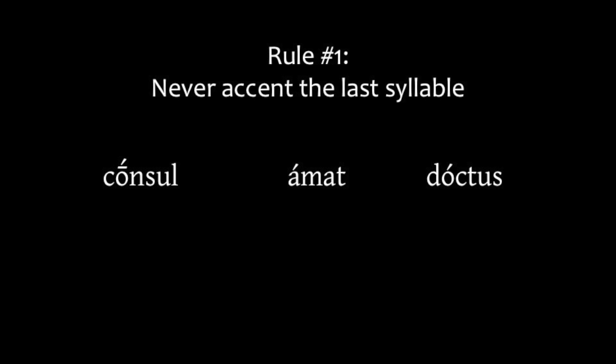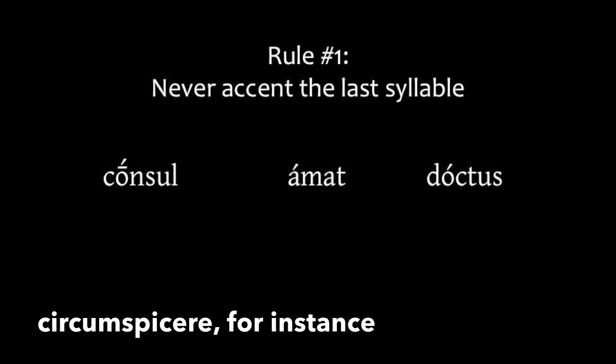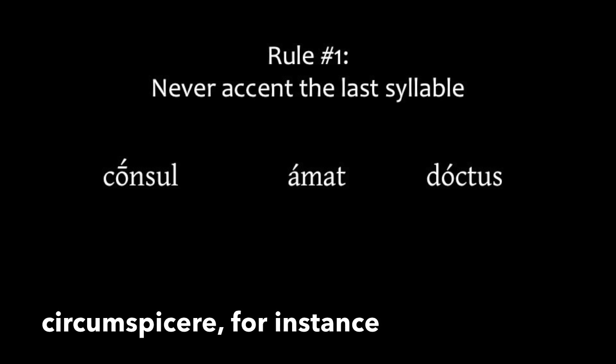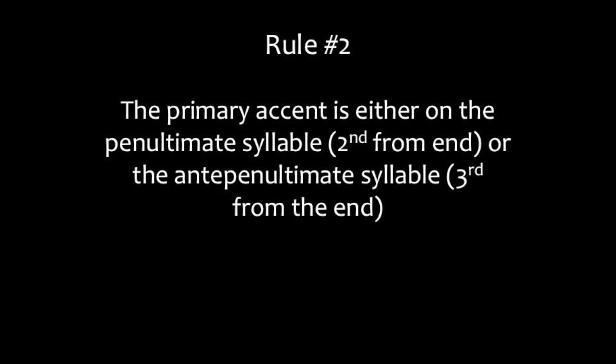Now, the trouble comes when you have a word that has more than 2 syllables. So what happens in that case? What happens if you have 3, 4, 5, 6, or 7 syllables? Well, that's going to take us to rule number 2. The primary accent is either on the penultimate syllable, or penultima, that is the second syllable from the end, or the antepenultimate syllable, the antepenultima, which is the third from the end. These are the only 2 places that a primary accent can be found. Now, there are some longer words that have what we think are secondary accents, but for the most part, we're going to focus just on these 2 right now.